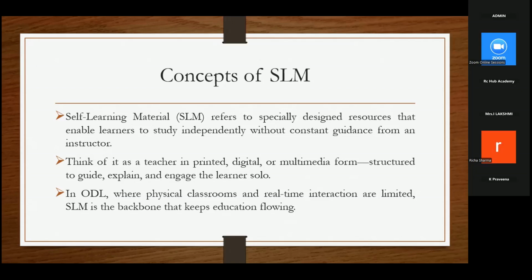Suppose you want to make a material, say a YouTube channel or e-content or anything, you should understand that the material should be self-learned independently. Without an instructor, if I give the presentations to you and you can learn it by yourself, then it is called self-learning material. Next, you can see that it can be in print or any format.